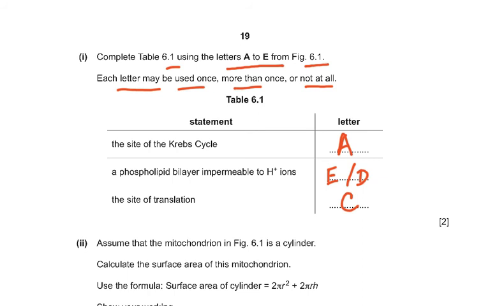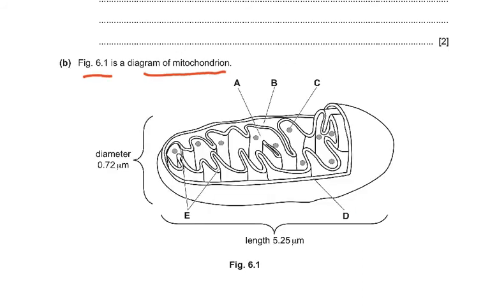So let's go back and look at it. The site of the Krebs cycle, where is that going to take place? That had to be A, because that's the matrix of the mitochondrion. Then a phospholipid membrane impermeable to hydrogen ions was E or D. E is the inner membrane, or D, which is the outer membrane. And the site of translation again was C, because that's the 70S ribosome which they have shown you. They haven't shown you the loop of DNA, but they've shown you something that looks a bit weird. But these little dots are the site of the ribosome, the 70S ribosomes, where the site of translation is going to take place.